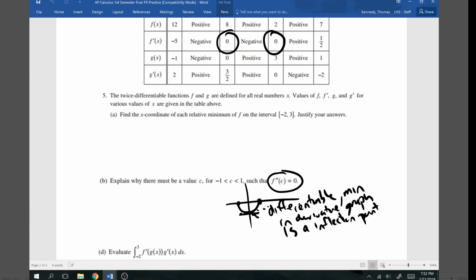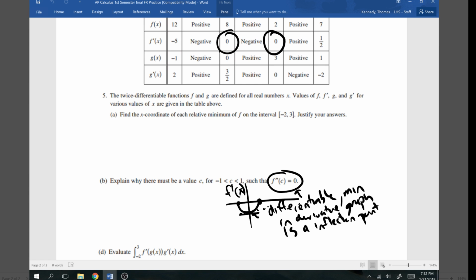Show us what you would write on the AP test. Man, you saw my answers on there. This is literally it. I would say it's differentiable. So I'd say that this is the derivative graph, and I'd say differentiable, so the minimum in the derivative graph is an inflection point, and so there needs to be a point where this happens.